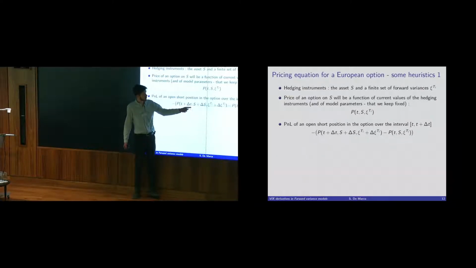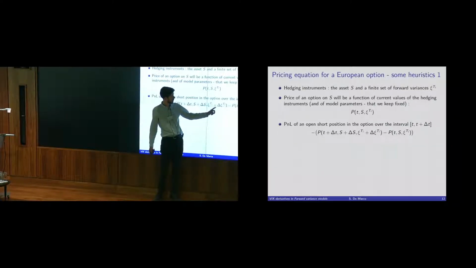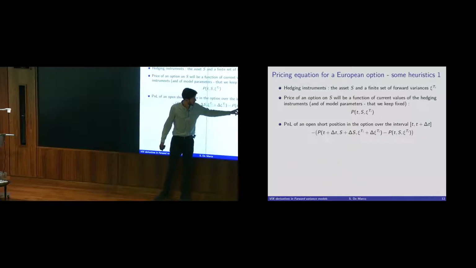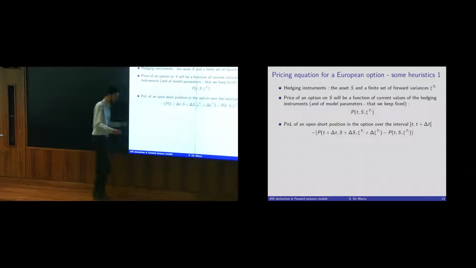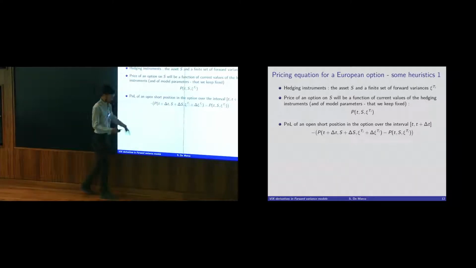You have this option, you are giving it a price with the function P. This is delta P: P of t plus delta t, where S moves from S to S plus delta S, and Xi moves from Xi to Xi plus delta Xi, minus the value at the previous time. This is delta P, a variation of price. Minus this is your P&L, because you have a short position, so the minus in front.